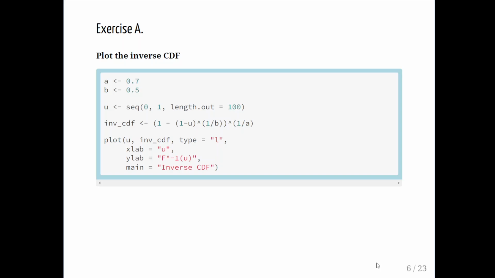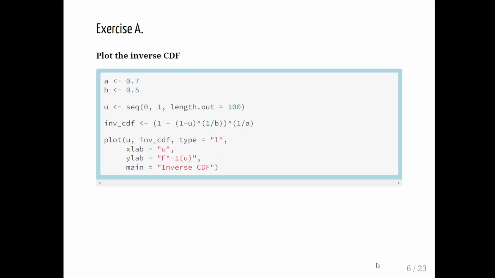Well, the expression 1 minus u to the power of 1 over b, to the power of 1 over a. Just read the formula very carefully. So we just plot it now. Plot u, which is the x-axis, and the inverse cumulative distribution function is a function of the x-axis value represented along the y-axis. Type equals L, that's a line plot.